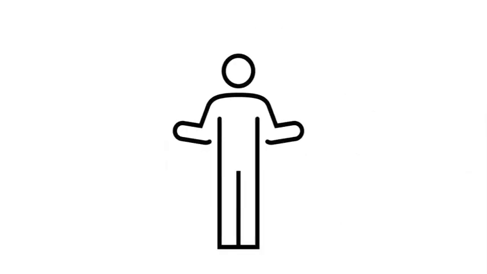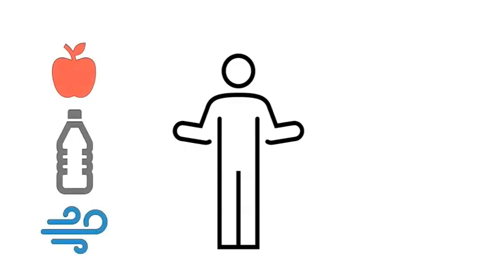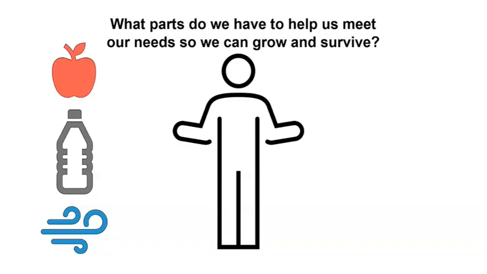Like other organisms, humans need certain things to survive. Let's see. We need food, clean water, and fresh air with oxygen, right? But how do we get them? What parts do we have to help us meet our needs so we can grow and survive?